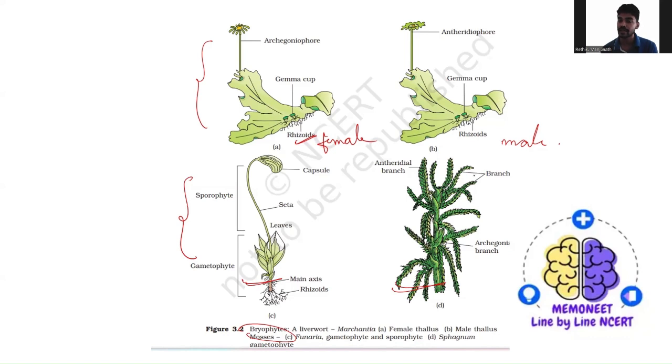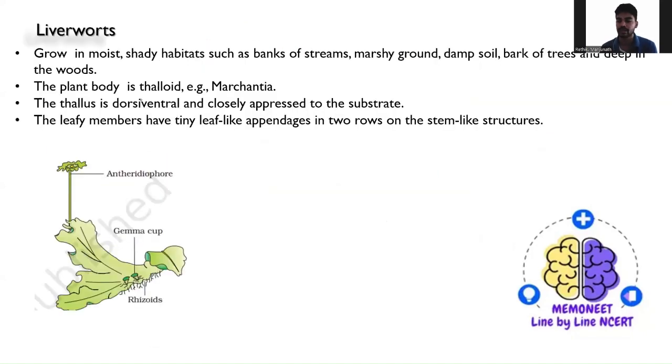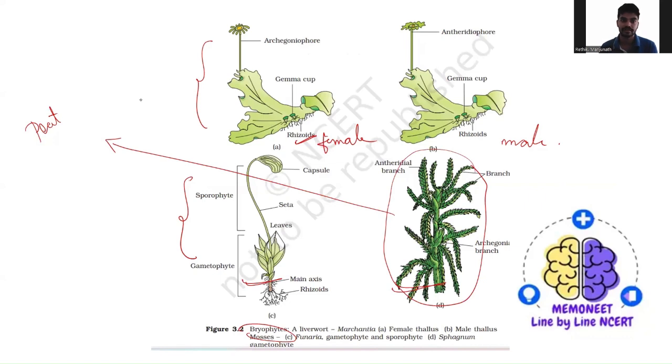Sphagnum I have just explained. It is used because it is a moss which provides peat. It provides peat, which has long been used as a fuel.